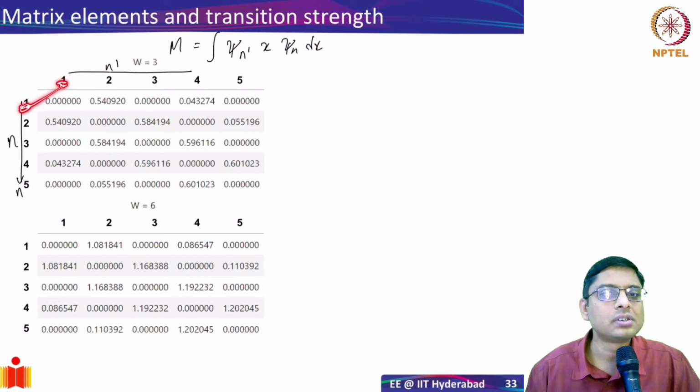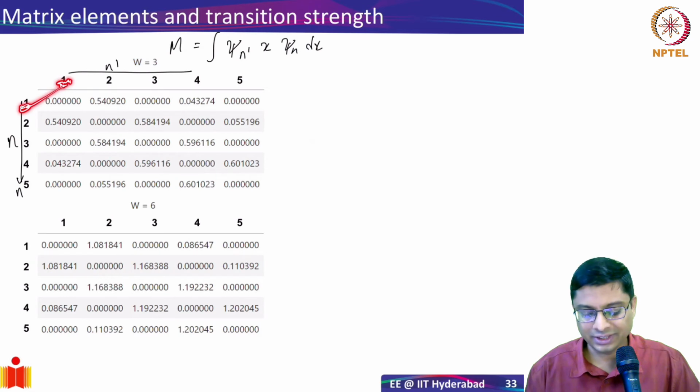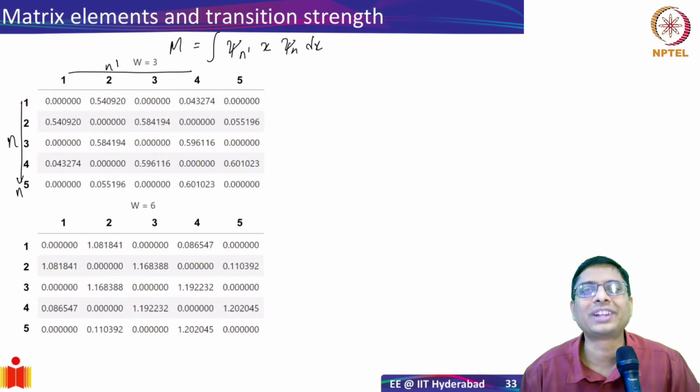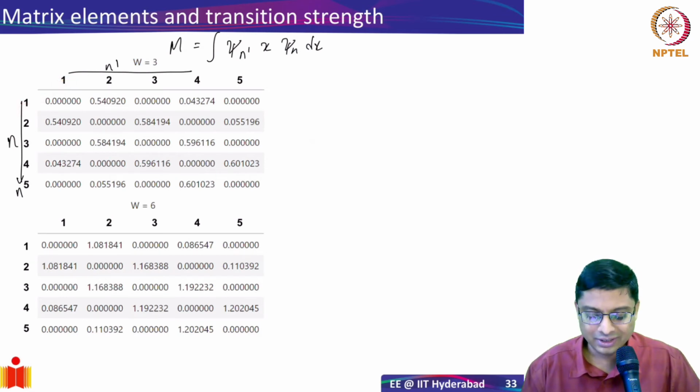The change from initial state to final state is none. There's no transition at all, and the energy has no change, right? But it can go from n equal to 1 to the final state of 2. Let me not use the notation of n prime and n, because that might be confusing.